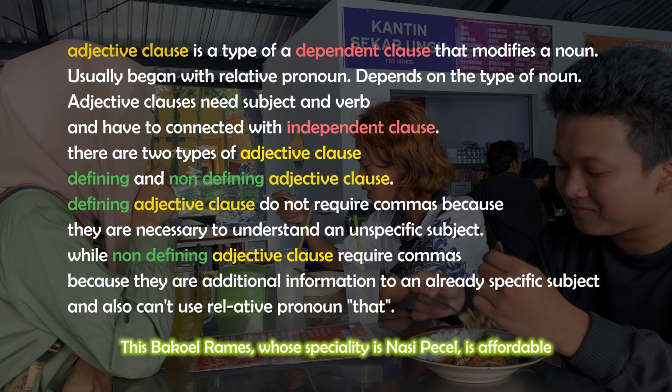There are two types of adjective clause, defining and non-defining. Defining adjective clauses do not require commas because they are necessary to understand an unspecific subject, while non-defining adjective clauses require commas because they are additional information to an already specific subject, and also can use the relative pronoun that.